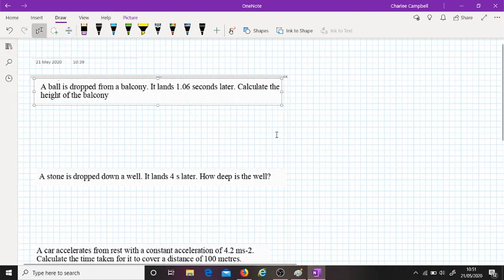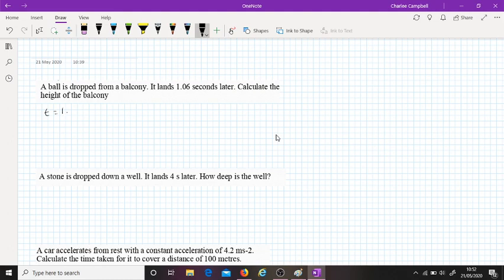Okay, so a ball is dropped from a balcony. It lands 1.06 seconds later. Calculate the height. Height is a type of displacement, a type of distance, and displacement is the vector quantity of that. In every question you come across, and hopefully you did this for National 5 as well, but I'll remind you for Higher, always write down what you've got. As you read the question, write down what you've got below. A ball is dropped from a balcony, it lands 1.06 seconds later. So t equals 1.06. Calculate the height. So it wants me to work out s, my displacement.